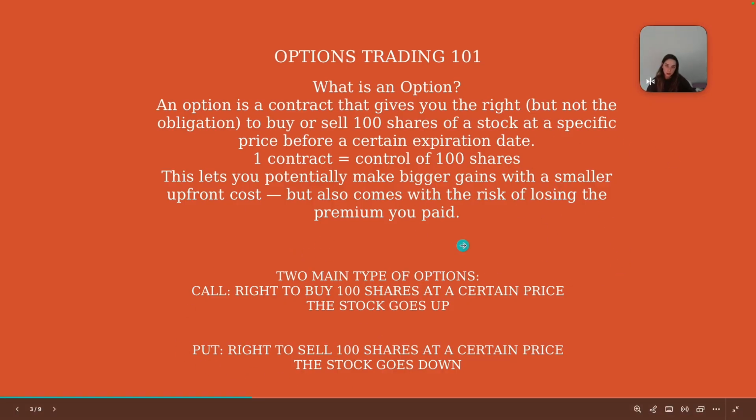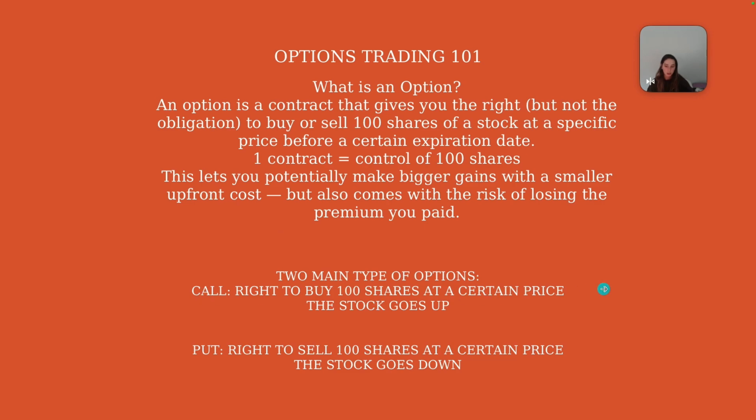But we have two main types of options. We have the call, which is the right to buy 100 shares at a certain price. You're saying the stock will go up. So if you buy calls, you're thinking this stock is going to rise to this certain price. If you buy puts, this gives you the right to sell 100 shares at a certain price. So you're saying the stock will go down and you will short initially is what that is saying.